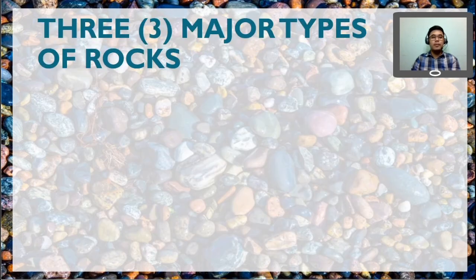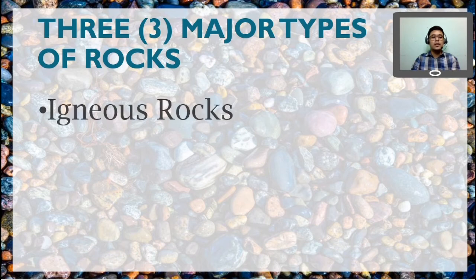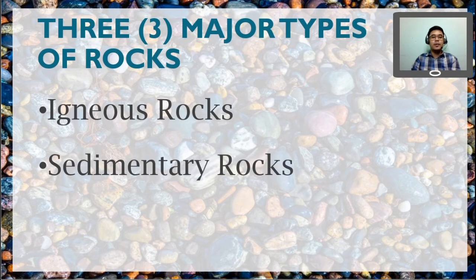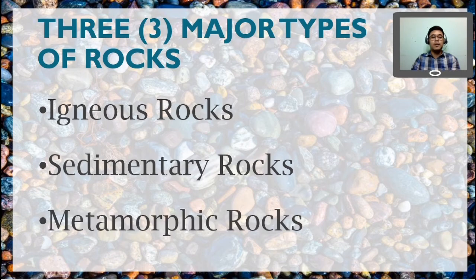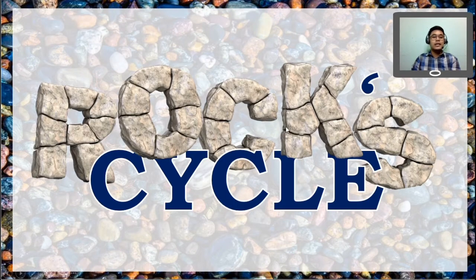And just a recap about the three major types of rocks that we have discussed. We have the first type, the igneous rocks. Second is the sedimentary rocks. And the third is the metamorphic rocks. And if you will notice, these major types of rocks can be transformed into another type of rock, and that is explained in the process called rock cycle.